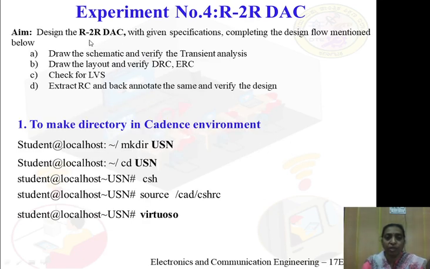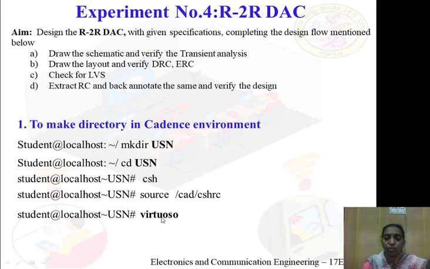The experiment is the R-2R DAC: the design of the schematic of the R-2R circuit, with DRC, ERC verified, LVS and RC extraction and back annotation. The procedure includes the creation of a directory for the R-2R DAC with your own university seat number. Enter into that directory and invoke the C shell, which is the intermediate between the processor and the Cadence environment. Source the libraries which are present in the path of the cad cshrc.